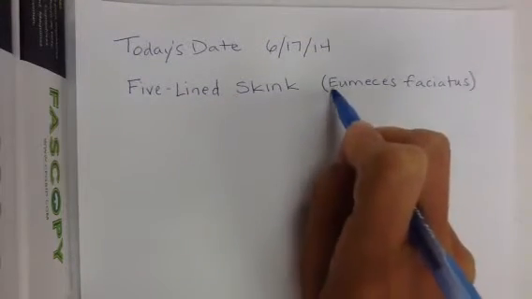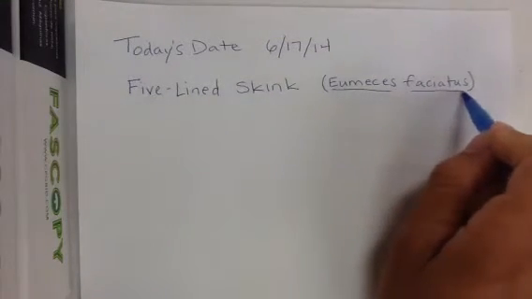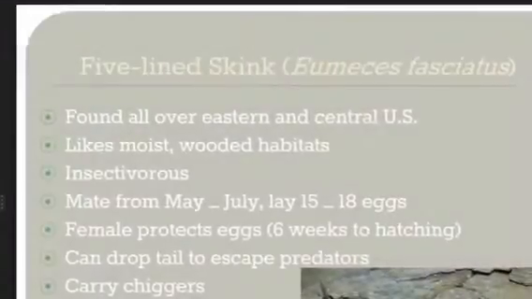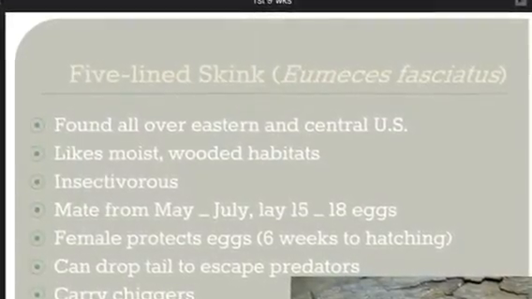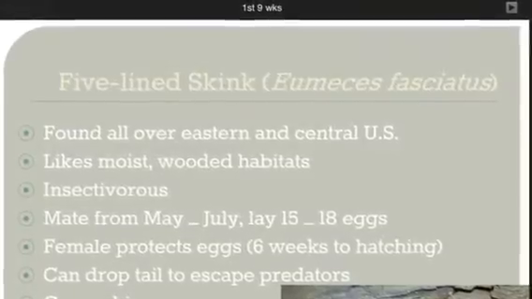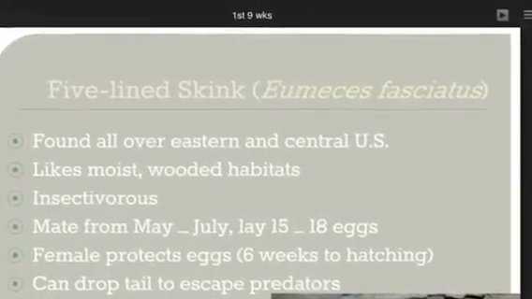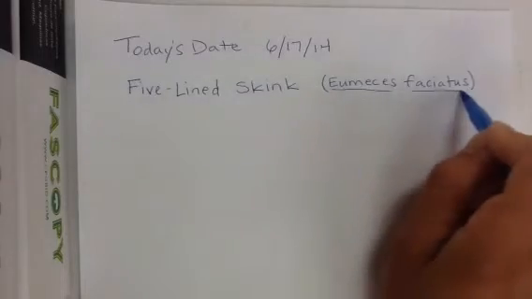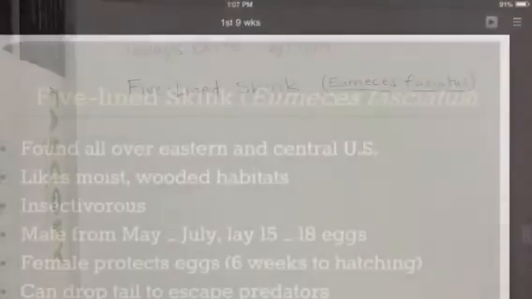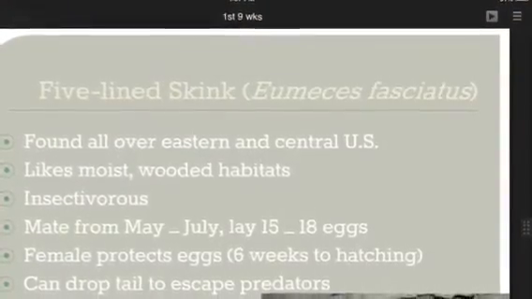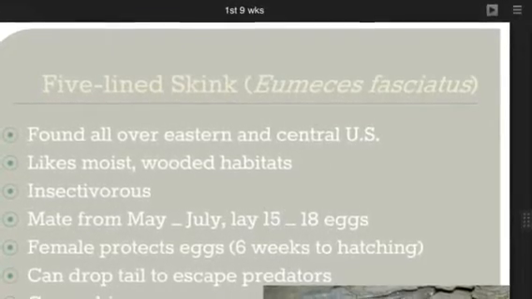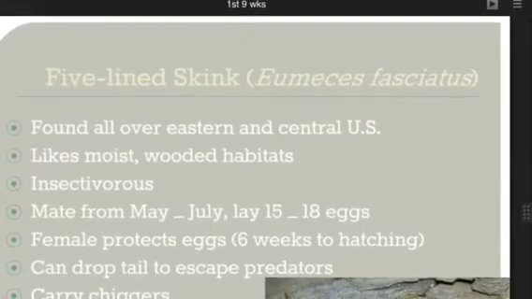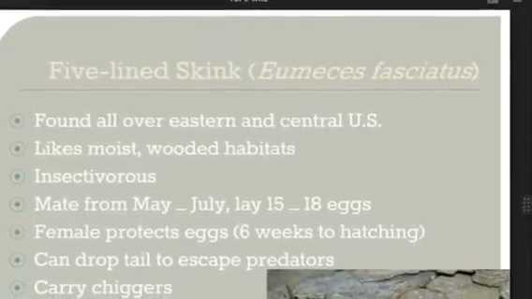Notice that the E is capitalized. That's the genus name, Eumeces. And then the fasciatus starts with a lowercase f. That's the species name. Together, they make up the scientific name. Scientific names are always underlined or italicized. Since I always write in print, I will underline it here. When I'm on the computer, I usually use italics because that looks cleaner. Never both. That's a problem.